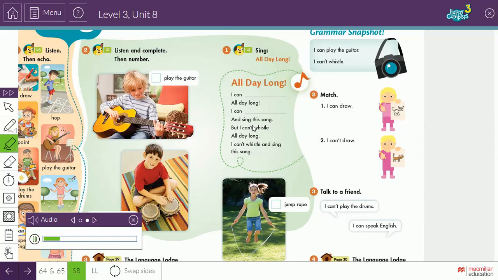I can jump, jump, jump all day long. I can jump rope and sing this song, but I can't whistle all day long. I can't whistle and sing this song. I can play, play, play all day long.